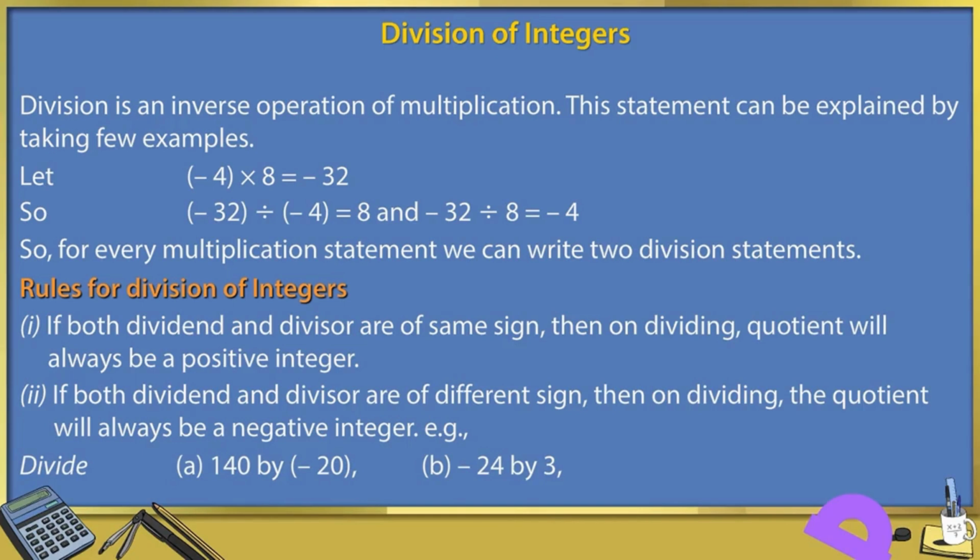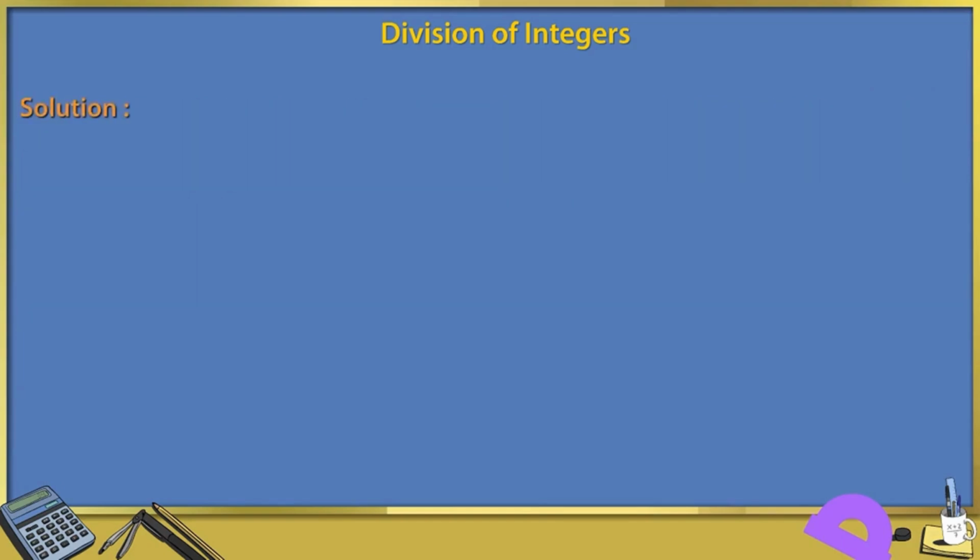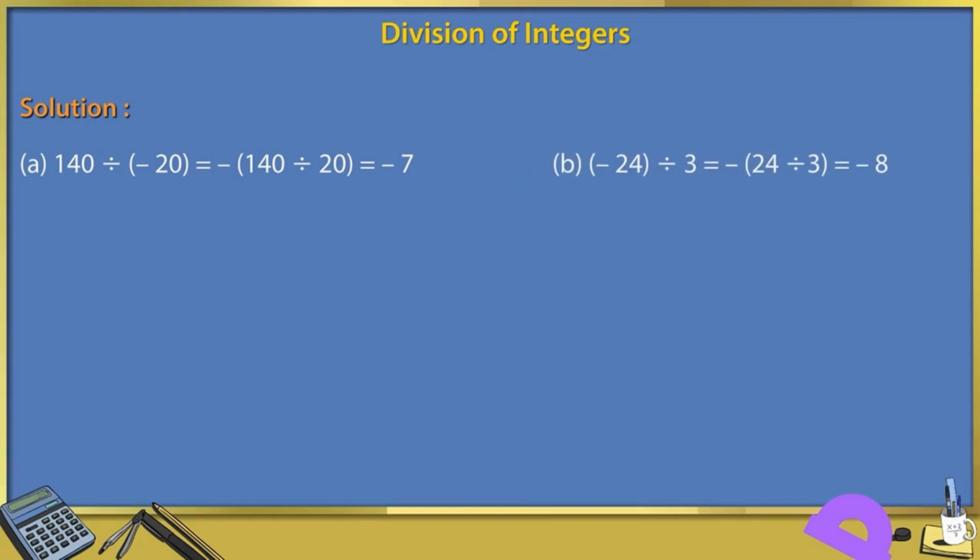B. −24 by 3. C. −125 by −25. Solution. A. 140 divided by (−20) is equal to −(140 divided by 20), which is equal to −7. B. (−24) divided by 3 is equal to −(24 divided by 3), which is equal to −8. C. (−125) divided by (−25), which is equal to +(125 divided by 25), which is equal to +5.